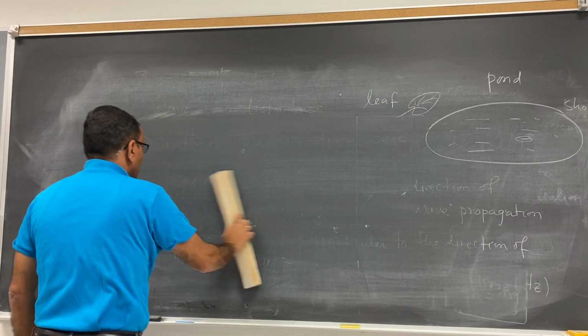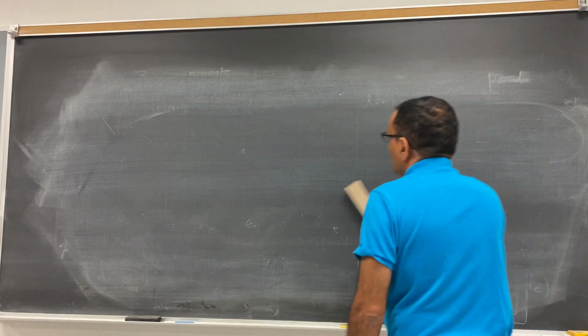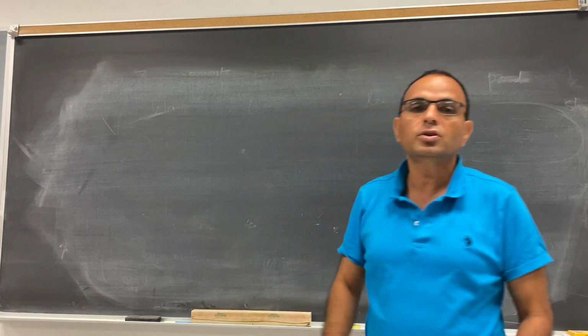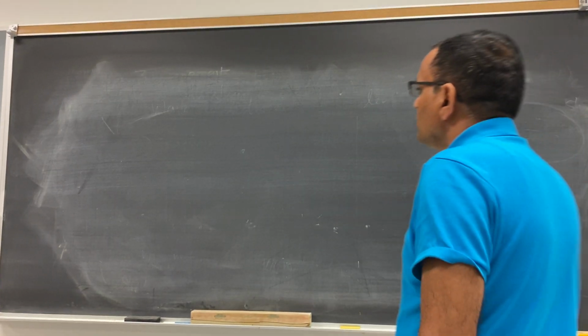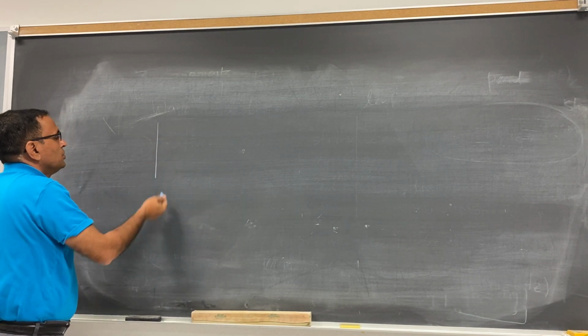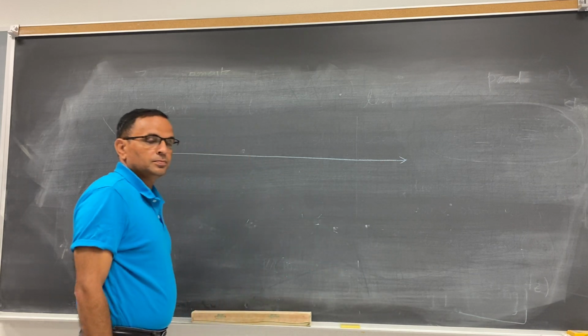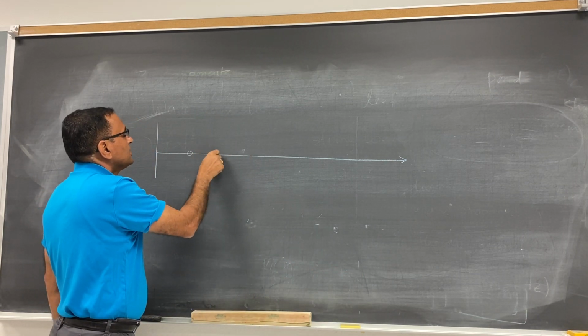What is longitudinal wave then? Any idea what is longitudinal wave? So longitudinal wave, the particle vibration is parallel to the wave motion. For example, let us suppose this is the direction of wave propagation, and the particle is here like this.